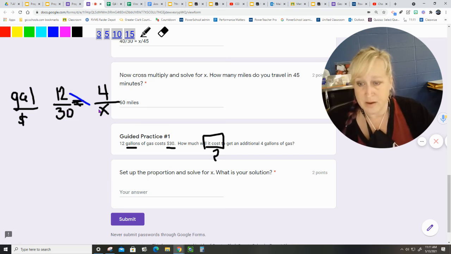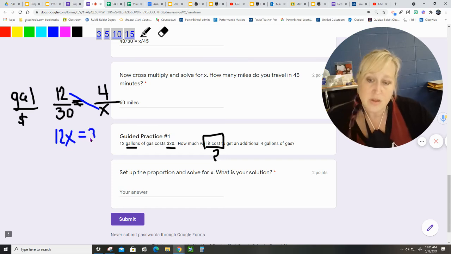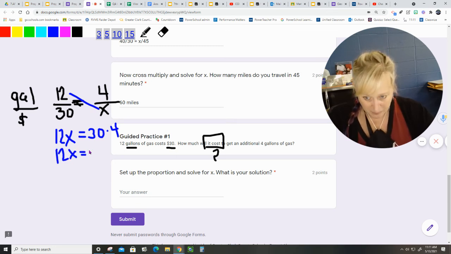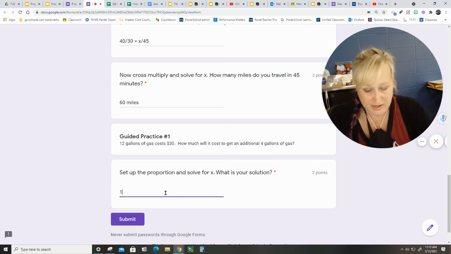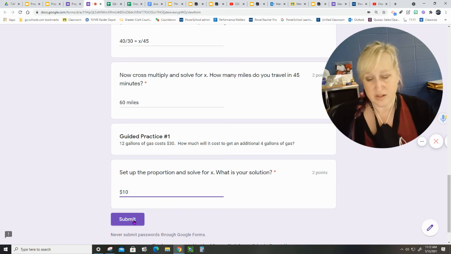Then cross multiply. 12x equals 30 times 4. 12x equals 120. We're going to divide both sides by 12. X equals 10. So it looks like it will charge us an additional $10. And make sure to include that dollar sign. That is the end of this.